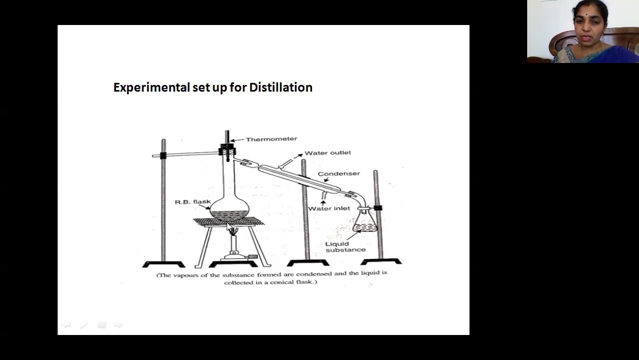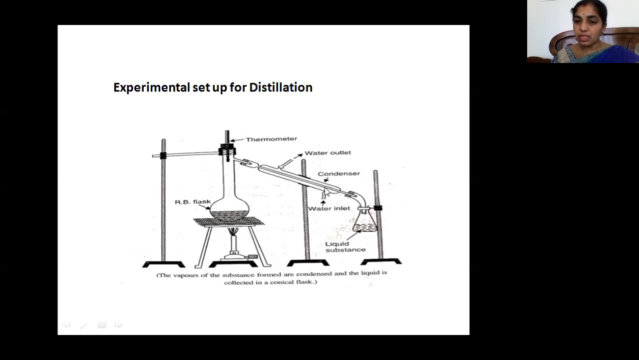This is the round bottom flask where we are going to fill the mixture of liquids, below which you find a Bunsen burner. This is fitted with a stand. At the mouth, we fix a thermometer with a cork. It has a side arm through which the condenser is fixed. The condenser has 2 outlets, one is the water outlet and another one is the water inlet.